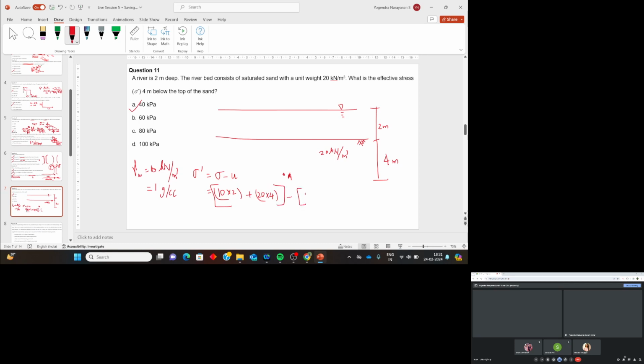minus pore water pressure will be 10 into 6. That is 2 from water column and 4 from inside the soil layer. So it will be 100 minus 60, so it will be 40 kPa. So the option is 40 kPa.